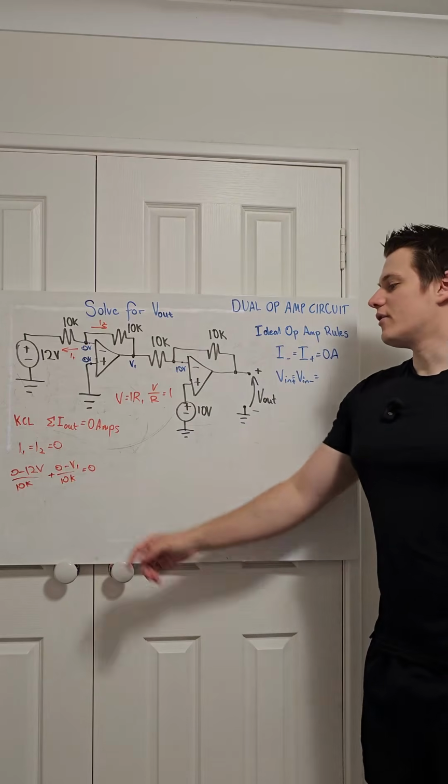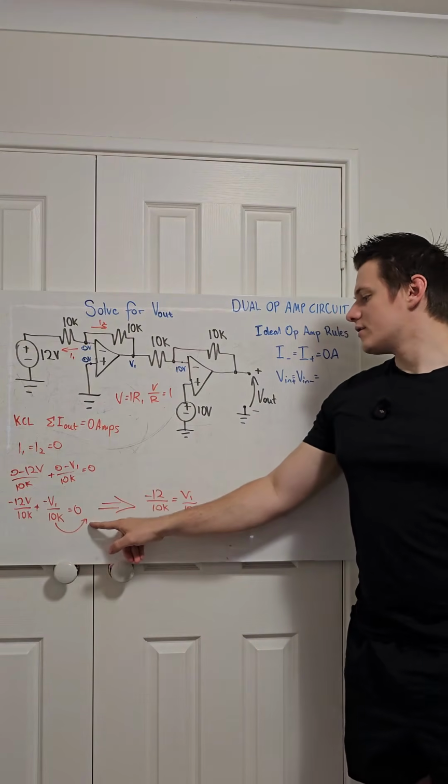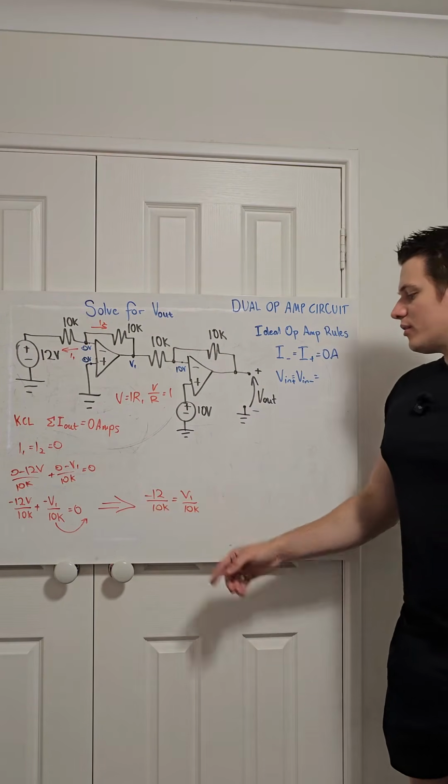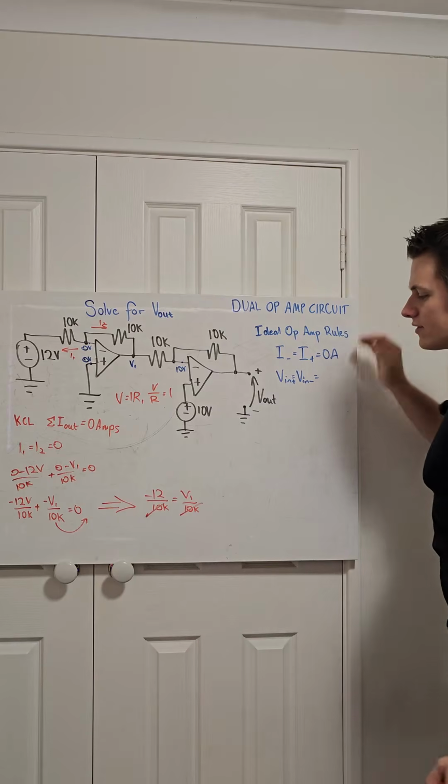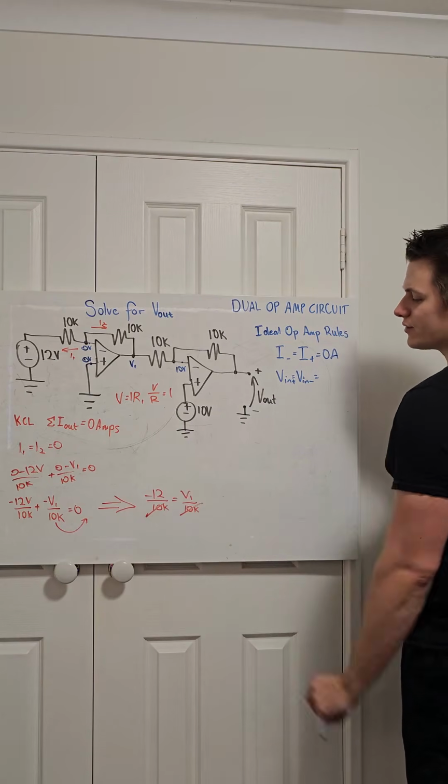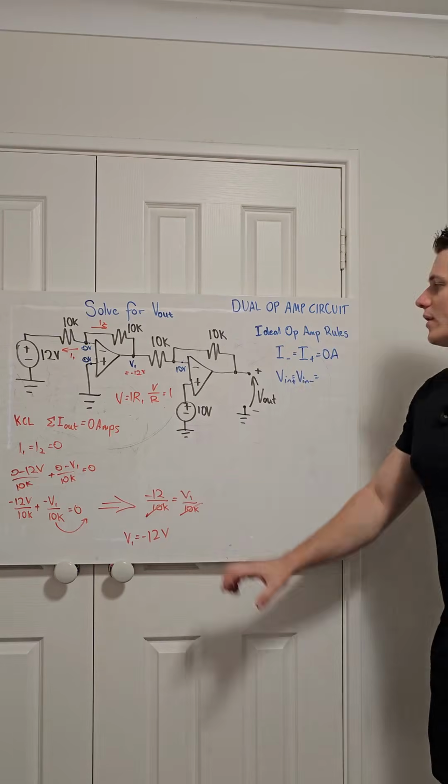We can rearrange this to find V1. So I take this and put it over this side of the equation, and that gives us this. And then if I multiply both sides by 10k, that cancels those out, and we're left with V1 is equal to negative 12 volts.